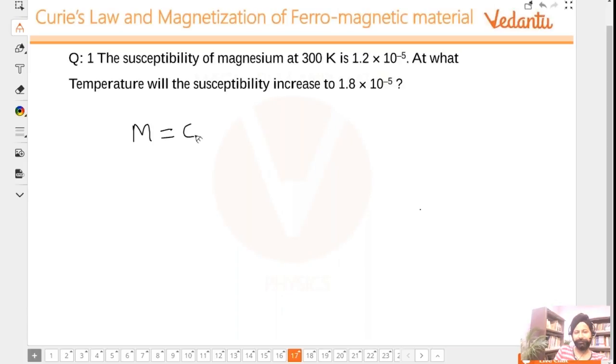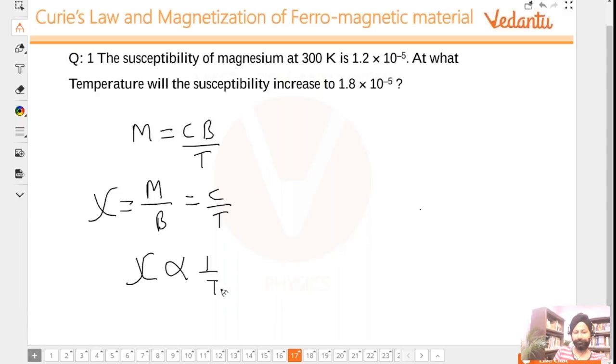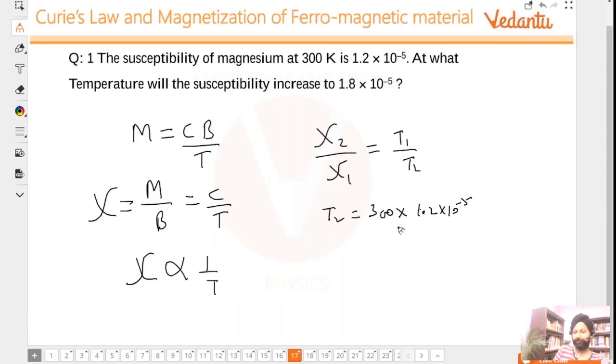So magnetization is equal to CB by T, right? So you bring B here, and then you say, okay, magnetization by B is equal to C by T, right? But this itself is Xi. That's what you're talking about, the Xi. Now C is obviously a constant, so susceptibility is inversely proportional to temperature. So then you can write it as this by this is equal to temperature 1 over temperature 2. So temperature 2 is temperature 1, 300 times the first susceptibility divided by 1.8 times 10 to the power minus 5, and that gives you 200 Kelvin. That's your answer.